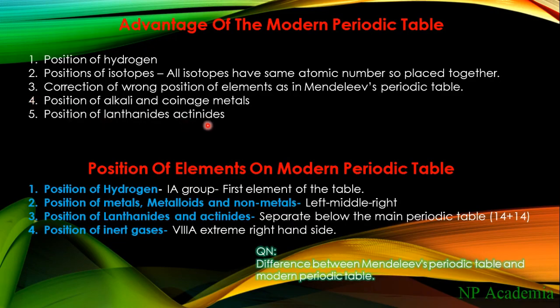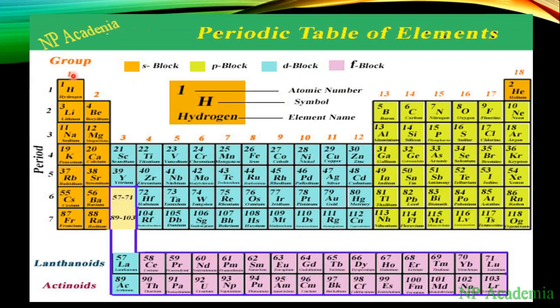Position of lanthanides and actinides, already we discussed this, there is a separate table. And position of elements in the modern periodic table, already we discussed the position of hydrogen. It is in group 1A, we can see here. 1A, 2A, 3A, 4A, 5A, 6A, 7A and 8A are the inert gases, the zero group.